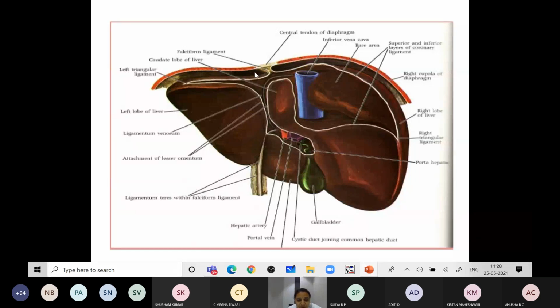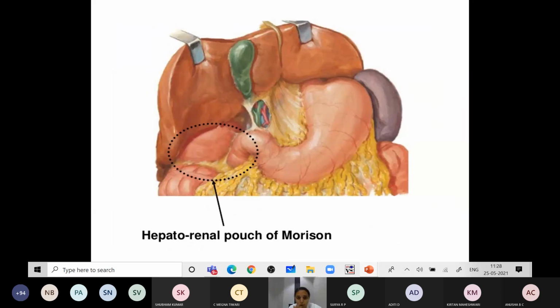So here already we have seen the left layer of falciform ligament. It covers the left lobe of the liver, reflected as left triangular ligament. Then it covers the posterior surface of left lobe of the liver. Then reflected over the stomach as lesser omentum. See, this is the lesser omentum.